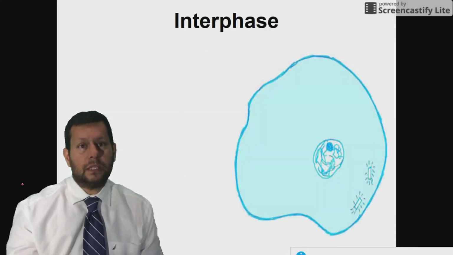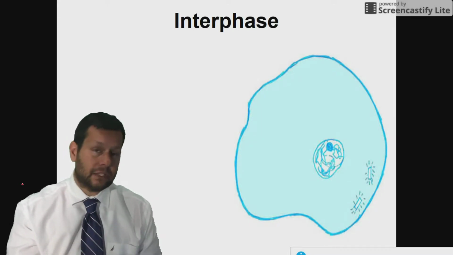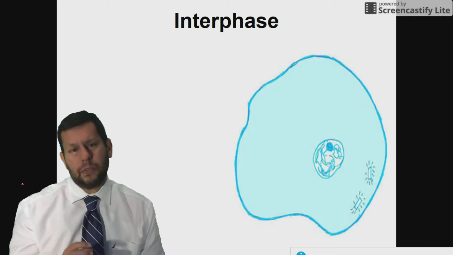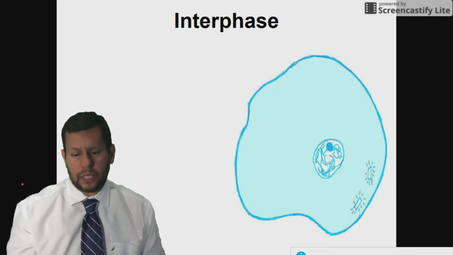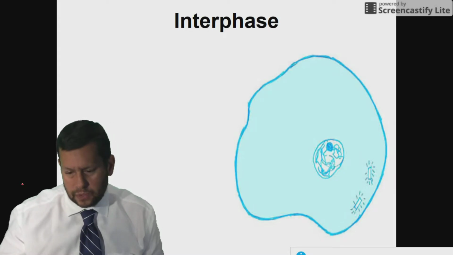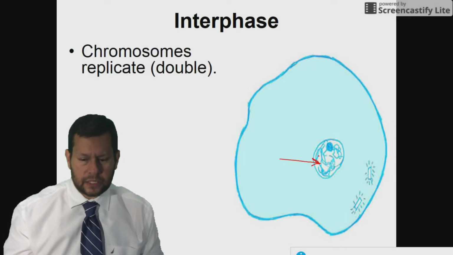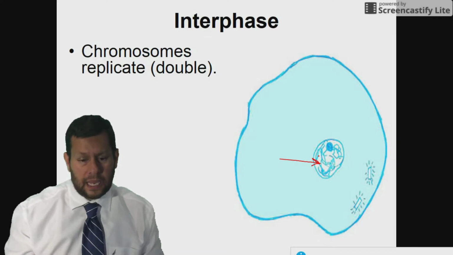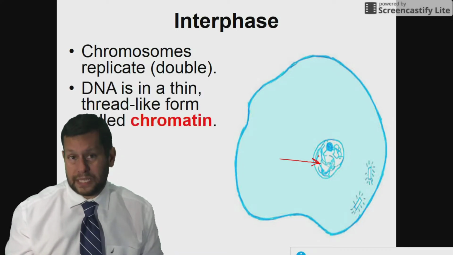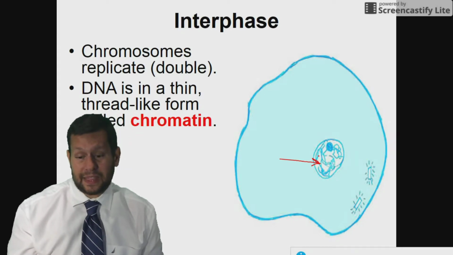The first stage we look at, again, is interphase. It's not really a mitotic phase, it's really a preparation. But the reason why I bring this up is because if you look inside the nucleus there, you can see that the chromosomes are in this really thin form, okay? The chromosomes here are really thin. And this is where we're going to double that stuff. And it's in a form called chromatin. So I like to help my students remember that chromatin is thin.